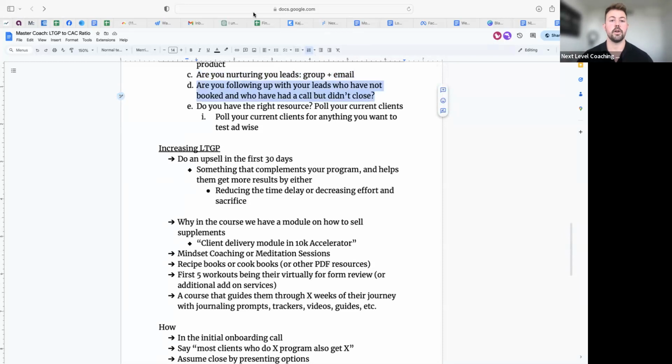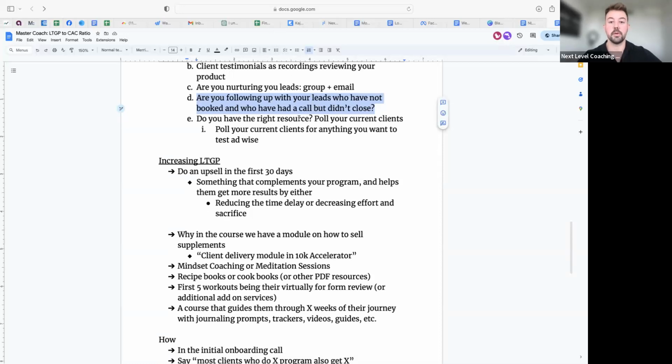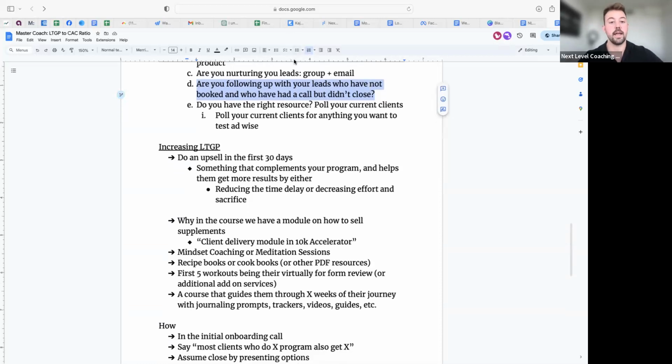All right, next one here. Are you following up with your leads? A lot of individuals who struggle with ads are just not following up with their leads enough. We give you guys a really good process in 10K Accelerator. It's called the hot list and generalist process. It's the process that NLCA has used since the dawn of time, and we still use that process today.